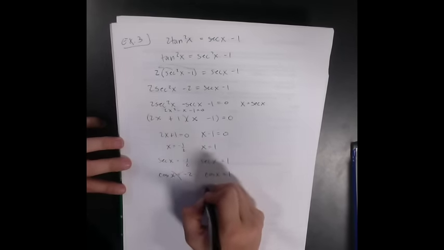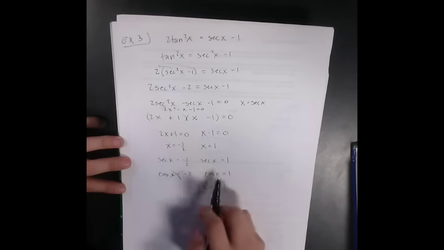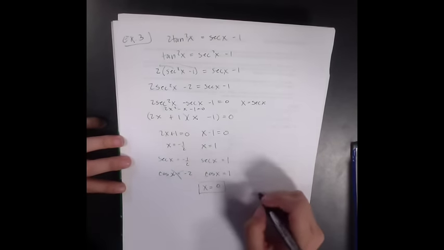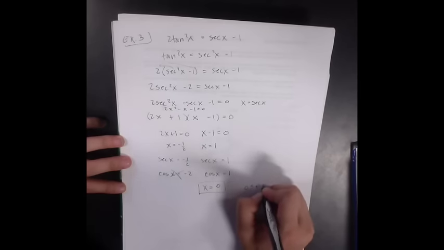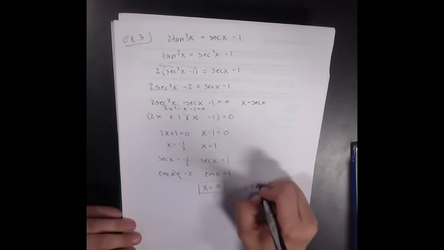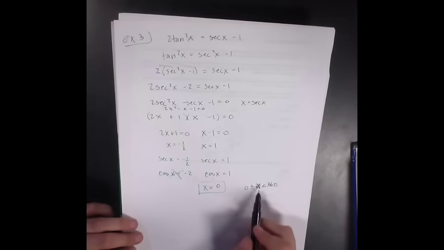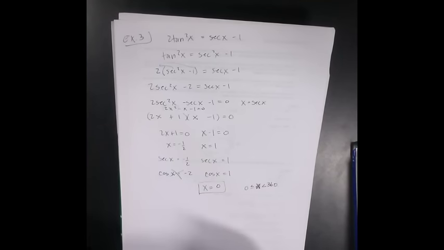But we know that when x is 0, cosine of 0 is 1. Now, the reason we don't put in 360 is because we have parameters that I didn't write. 0 is less than or equal to theta is less than 360. It's strictly less than 360. It's not less than or equal to, so we don't include 360. All right, let's go to our next type of problem. These are a little harder.